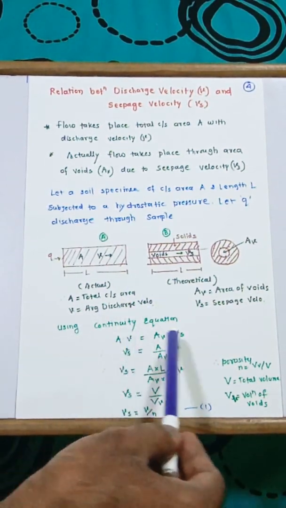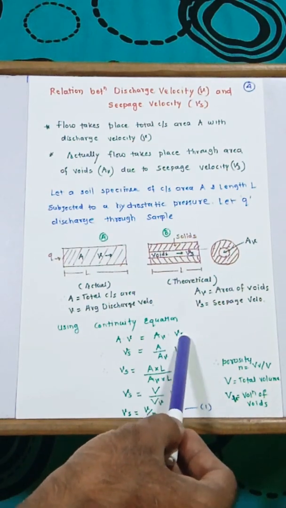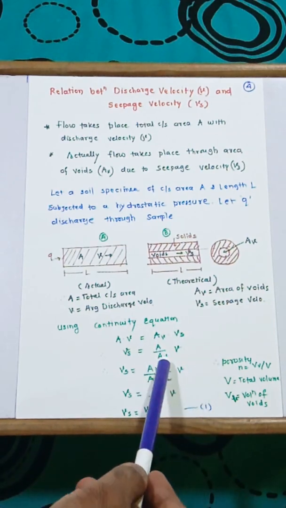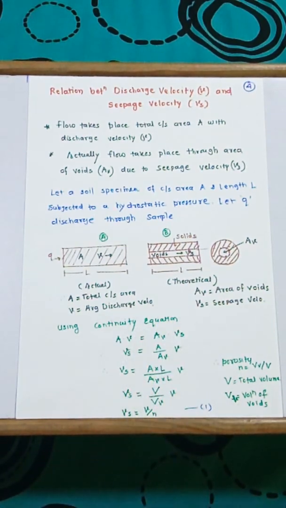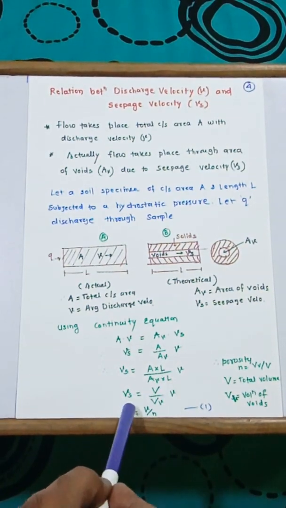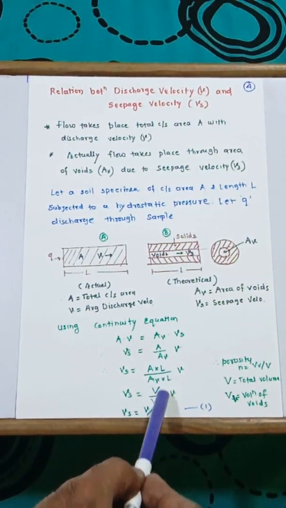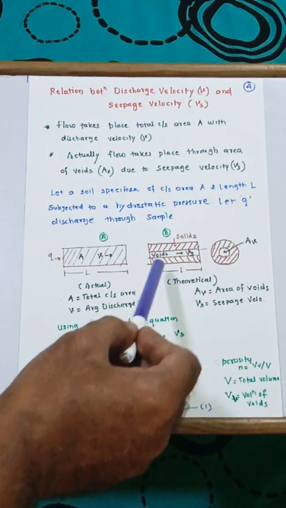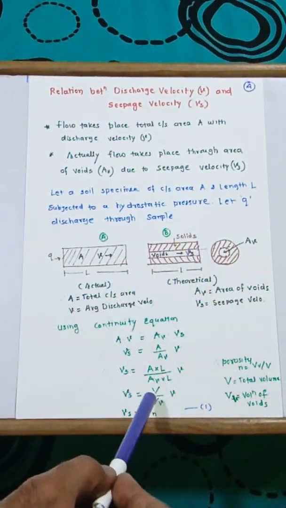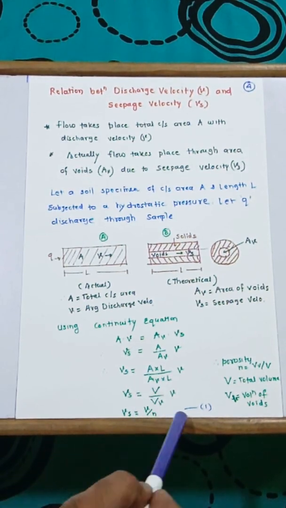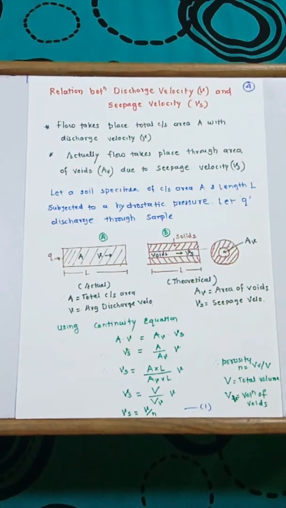If I equate this, then I can write the seepage velocity as A divided by area of voids, into the discharge velocity. Now if L is the length, if I multiply and divide by the length of the sample, then I get the seepage velocity equal to A into L, meaning this volume, whereas area of voids into L gives the volume of voids only. I have written these two very clearly: capital V indicates the volume, small v indicates the velocity.